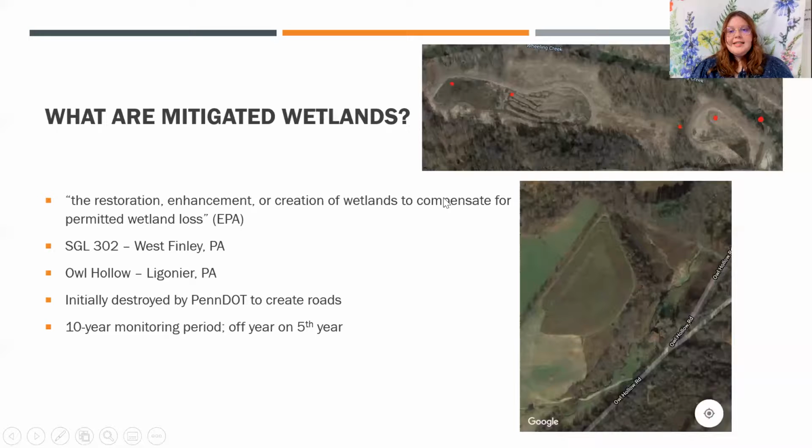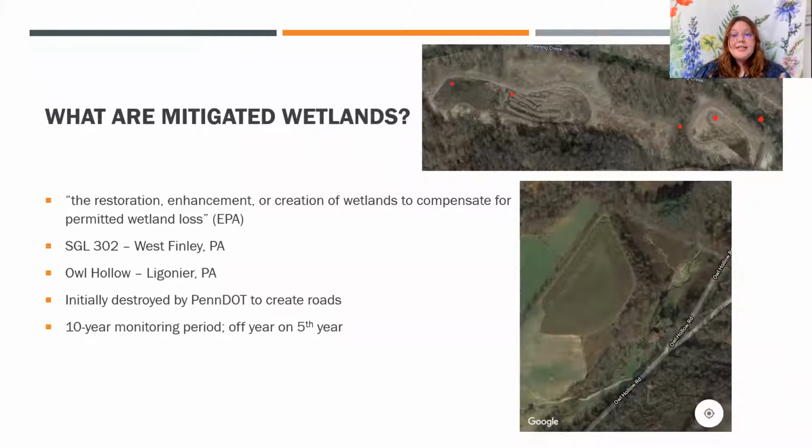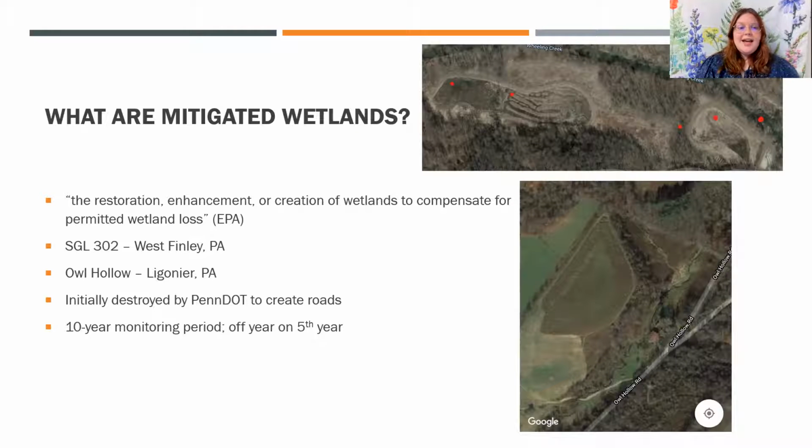So the first important thing to know is, what are mitigated wetlands? The Environmental Protection Agency defines mitigating wetlands as the restoration, enhancement, or creation of wetlands to compensate for permitted wetland loss. So there were two sites that I worked on this summer: State Game Lands 302 in West Findlay, Pennsylvania, and Owl Hollow in Ligonier, Pennsylvania.